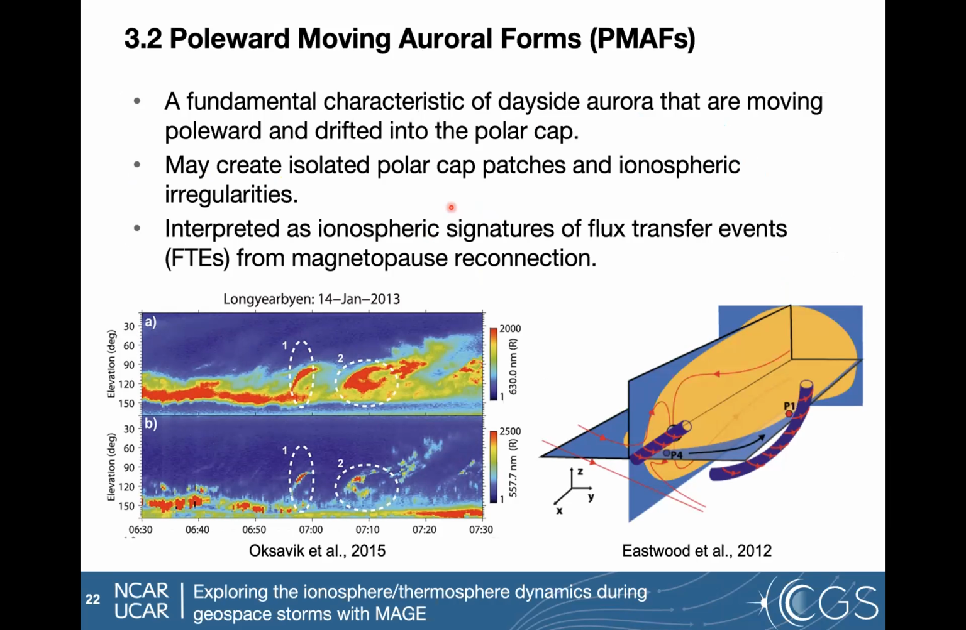They are moving poleward, just how the name came from, and drift into the polar cap. It is important because it has been learned that the PMAFs can create isolated polar cap patches, which is another topic that I will cover a little later, and also generate atmospheric irregularities. Those irregular or inhomogeneous structures are particularly important because they can disturb the radio communication in the polar region.